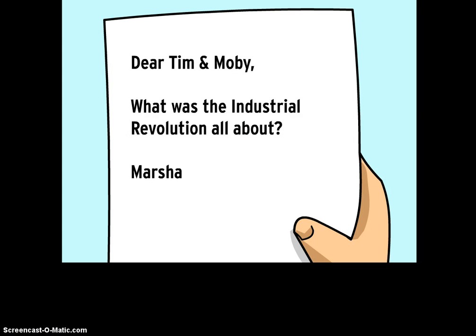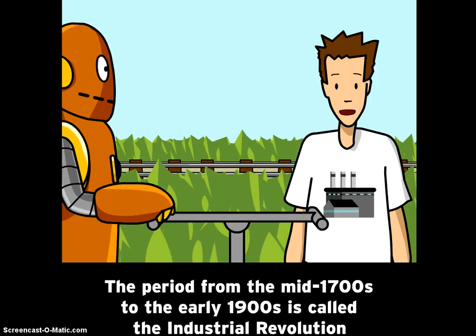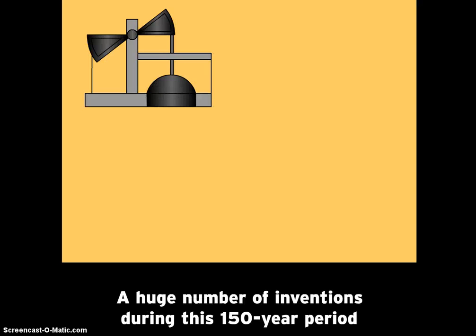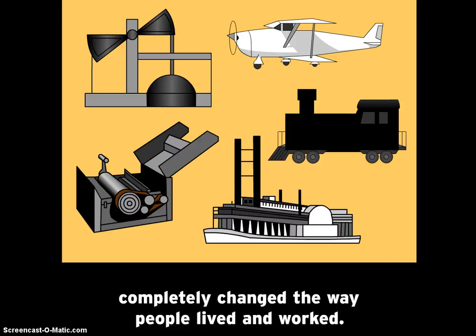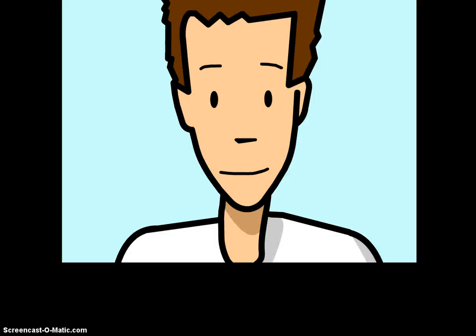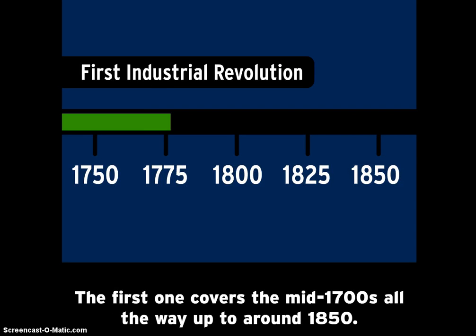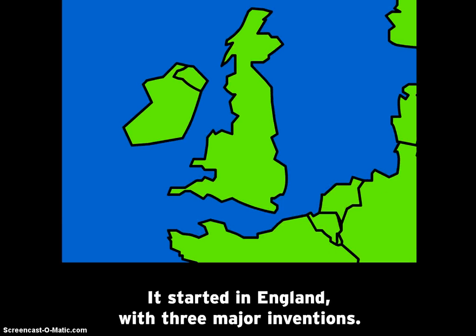The Industrial Revolution all about? Well, partially. The period from the mid-1700s to the early 1900s is called the Industrial Revolution because of all the technological advances made. A huge number of inventions during this 150-year period completely changed the way people lived and worked. There were two different revolutionary periods, called the First and Second Industrial Revolutions. The first one covers the mid-1700s all the way up to around 1850. It started in England with three major inventions.